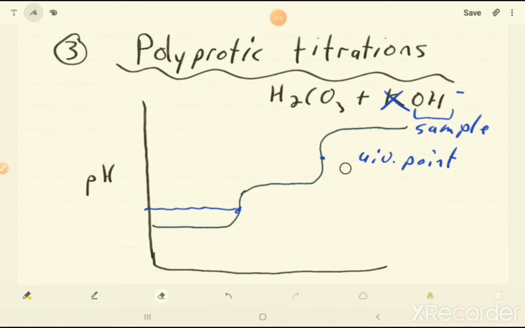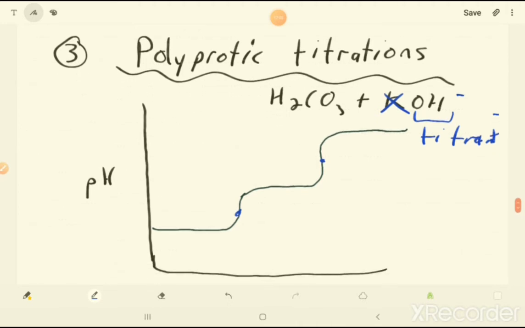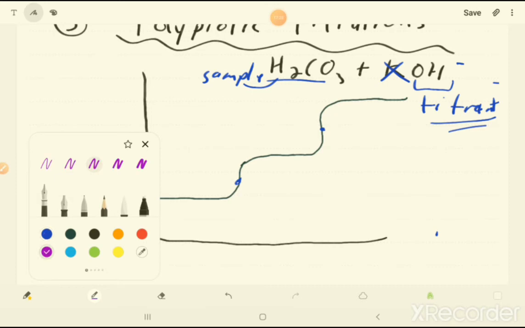What we're going to do is conserve our space here and write full reactions. And sorry, we said that this is the sample. Actually, we've made it the titrate. So we're going to say that the base is the titrate, and your H2CO3 is the sample here. So the first reaction between H2CO3 and OH minus, which is basically dropping on top of H2CO3 from the burette, it would be like this. I'm going to write it in purple so that we can see.